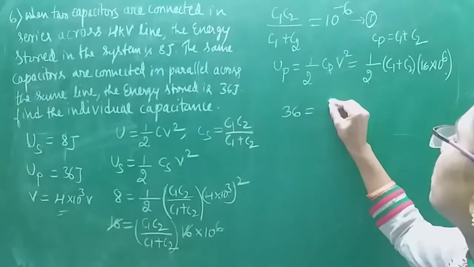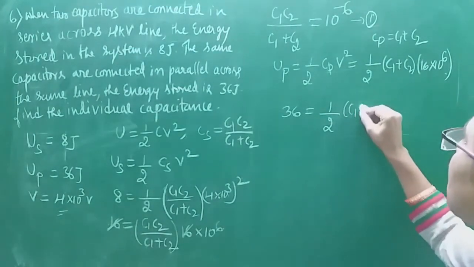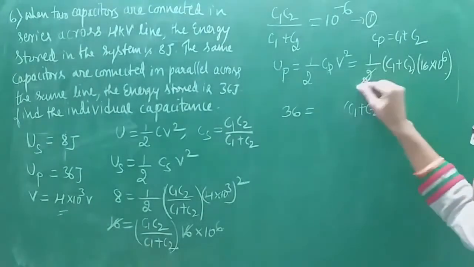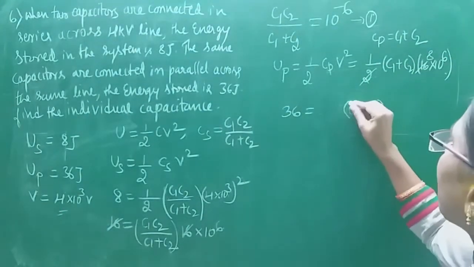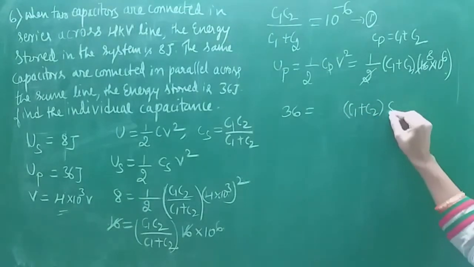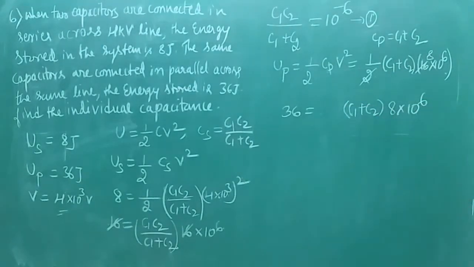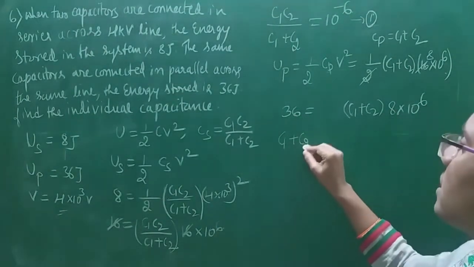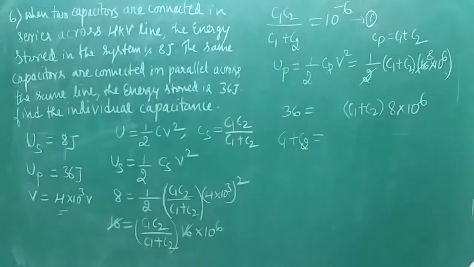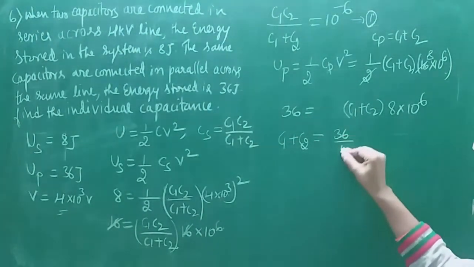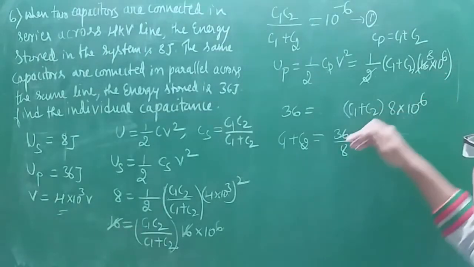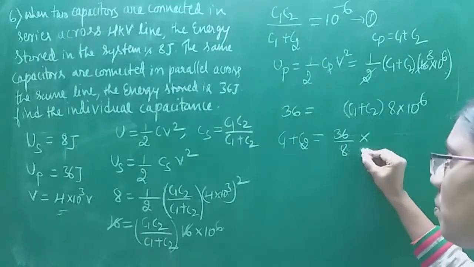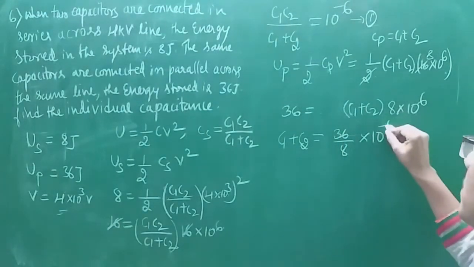So 36 is equal to half into C1 plus C2 into 16 into 10 to the power of 6. Here we can write 2 ones are 2, 2 8s are 16. Therefore we can write C1 plus C2 into 8 into 10 to the power of 6. Okay, so now take this to this side. Therefore, we can write C1 plus C2 is equal to 36 by 8 into, so this 8 into 10 power 6 goes here. So 36 divided by 8 into 10 power plus 6, plus 6 goes to the numerator and it becomes minus 6.